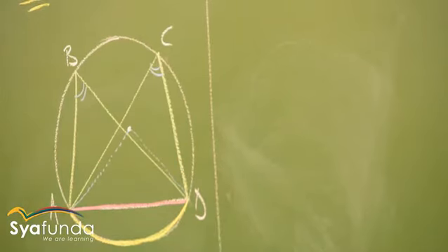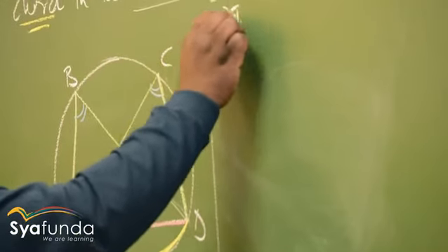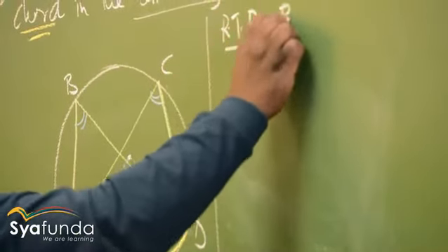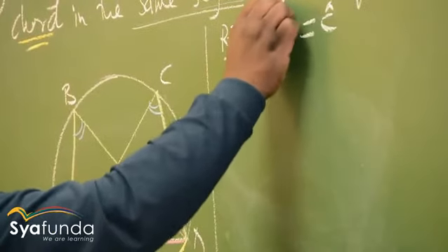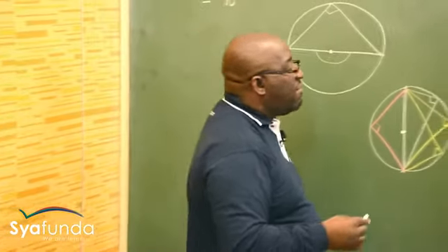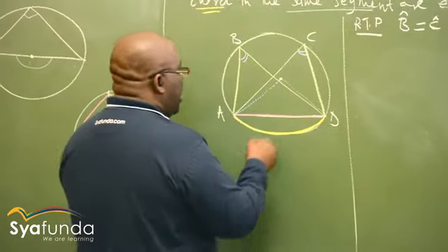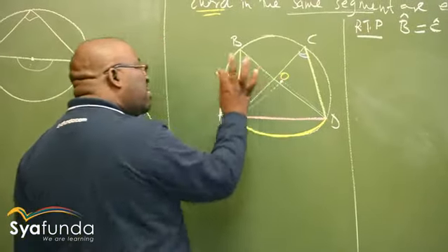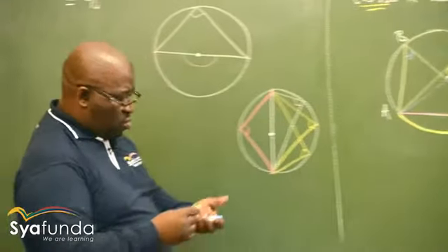Remember what I want to prove. I'm required to prove that angle B is equal to angle C. This is what I want to prove. Angle B is equal to angle C. Right, I've just had my construction. I've created a center O. In other words, when I want to deal with this theorem, I will have to create a center O.